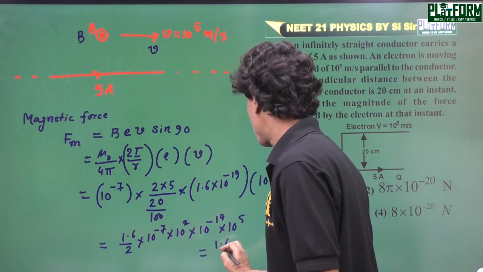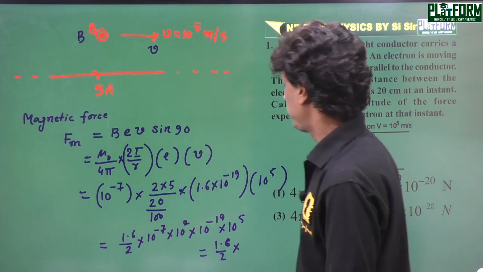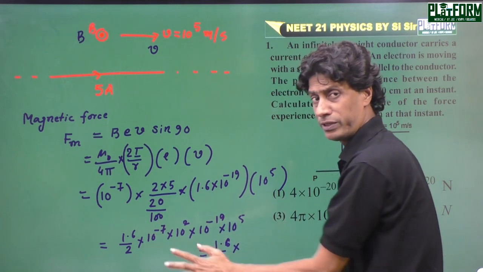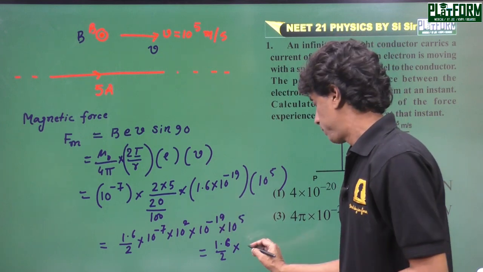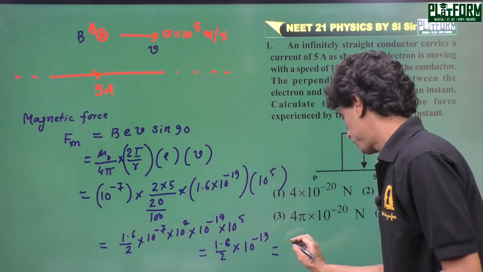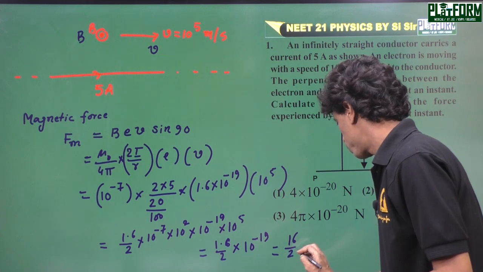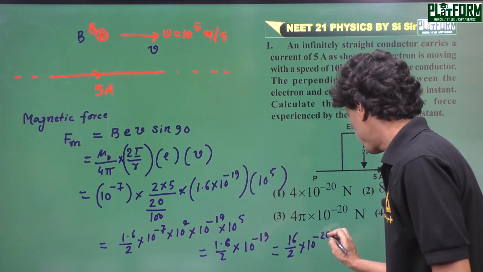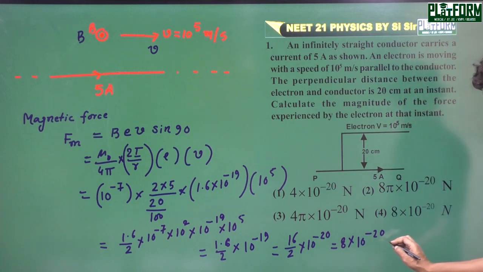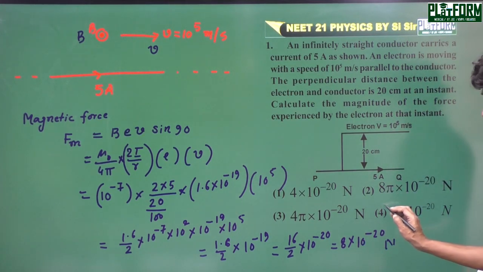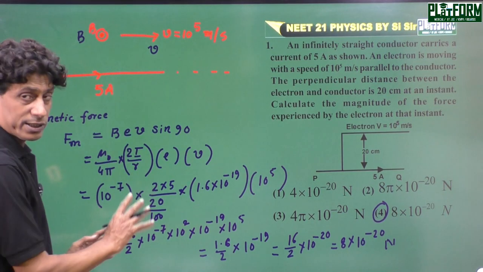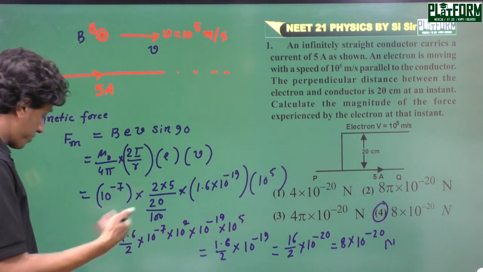Simply 1.6 by 2. If we add all the powers, minus 7, 2 plus 5 is 7, so plus 7 minus 7 cancels each other, and it is 10 to the power minus 19. If I do it, it is 16 by 2, so this becomes 10 to the power minus 20, and finally the answer is 8 into 10 to the power minus 20 newton, and the correct option here is 4. Simple problem, you just do this calculation carefully. Next problem.